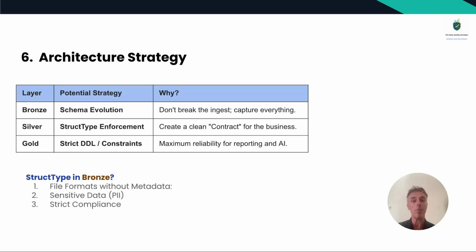Okay, but when should you use a struct type in bronze? There are certain scenarios or circumstances where you might use it. One is file formats without any metadata. If you're reading CSVs, you almost always need a struct type in bronze. Without it, Spark has to read the entire file twice to guess the types, which is slow and often gets the types wrong. Interpreting a zip code, for example, as an integer, or dropping leading zeros.